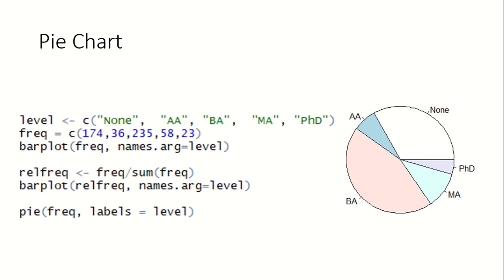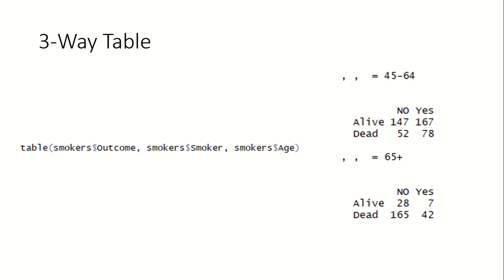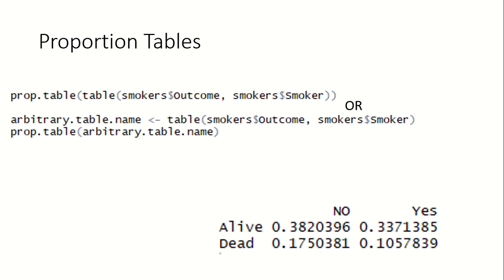Next, let's go over categorical plots. This is a pie chart. I took this out from my command for the homework. One of the homeworks instructs you to create a pie chart. This is the command to make a table. Next, we have a three-way table. So we're taking smokers' outcome and we're dividing it by age. So as you can see, we get 2 different tables, one for each age division.